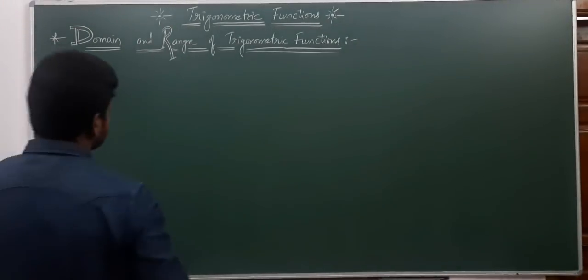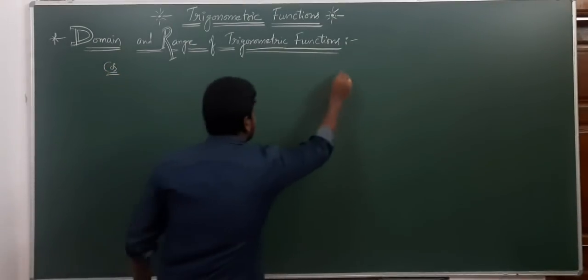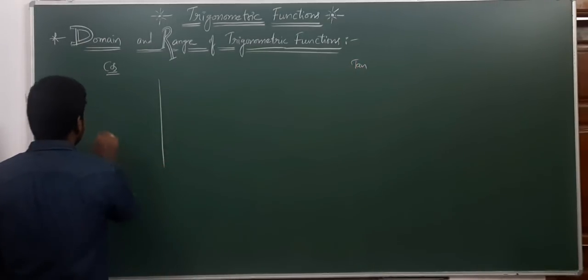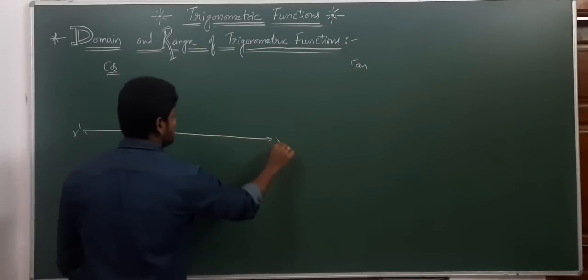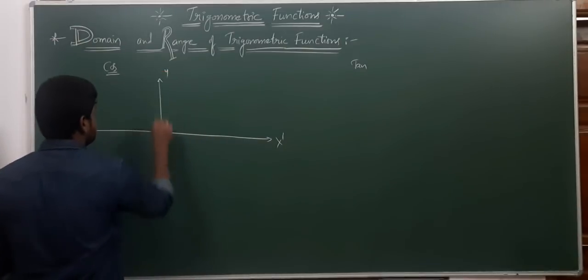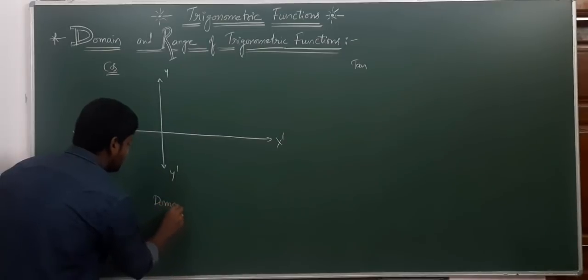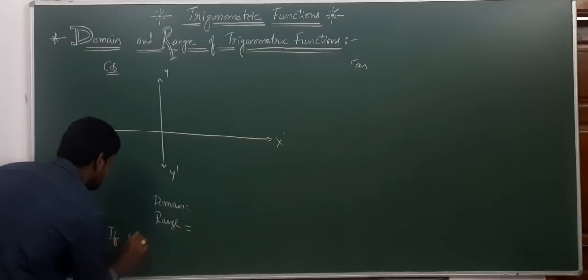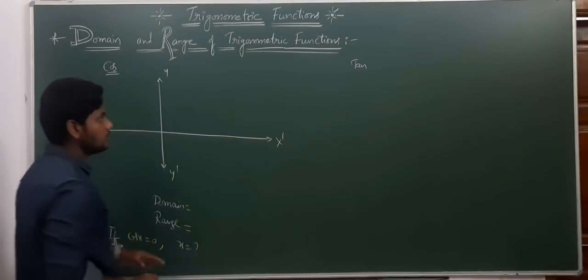Next, sine is over; next are cos and tan. Cos and tan we will find simultaneously. For that we need to draw coordinate axes: x dash, this is x, this is the positive y axis and this is the negative y axis. We need to find the domain and range, and also for what values of x cos x equals 0. Those we all need to find.